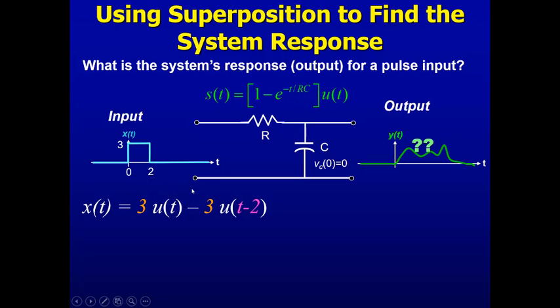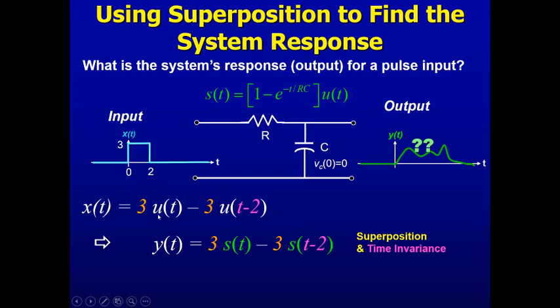So if u(t) produces this response, if I put in 3u(t), I get 3 of these responses. And if I put in u(t minus 2) to the system, I get this same response delayed by 2. So everywhere there's a t, I put in t minus 2. And if I scale that by minus 3, I scale this response by minus 3. So if this is my input signal, and this is the response to u(t), the output of this system is going to be 3 of these minus 3 of these time shifted by 2.